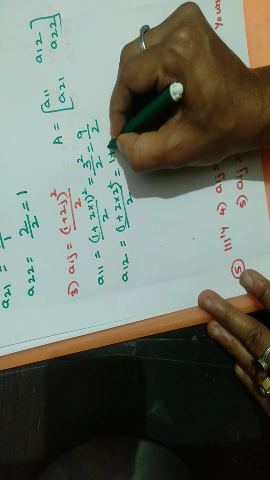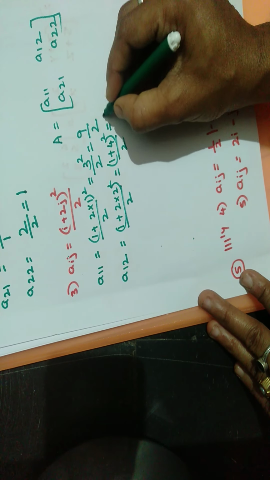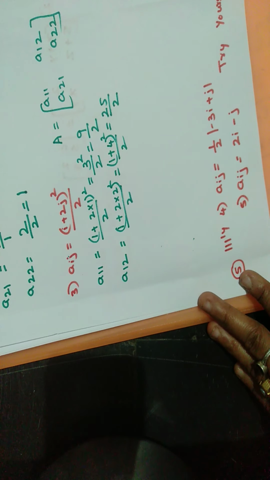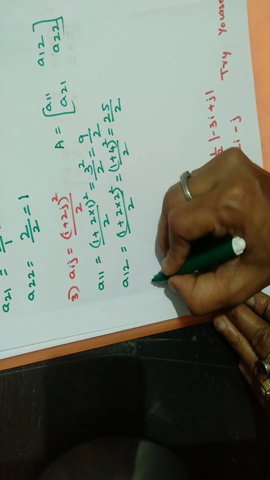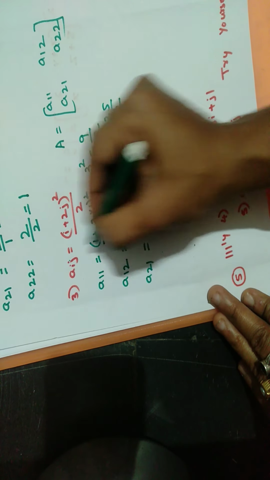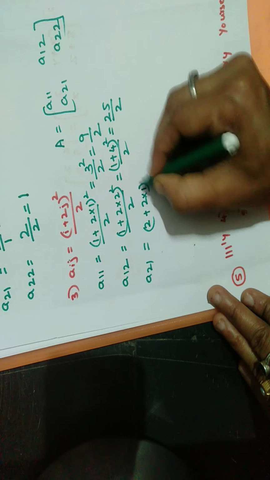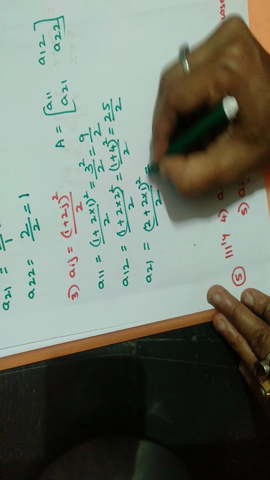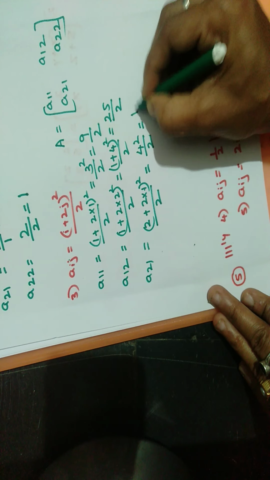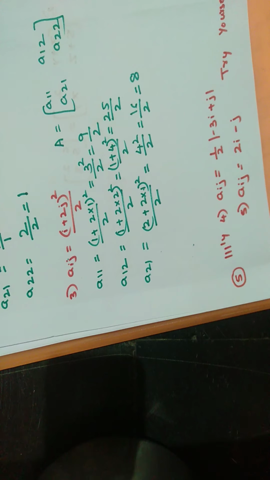That is 1 plus 4 whole square, that is 5. 5 square means 25 divided by 2. This is the second element. Next we are calculating A21. A21 means comparing i equal to 2 and j equal to 1. That is (2 plus 2 into 1) whole square divided by 2. That is 2 plus 2, that is 4 square divided by 2. That means 16 by 2. 16 by 2 is equal to 8.